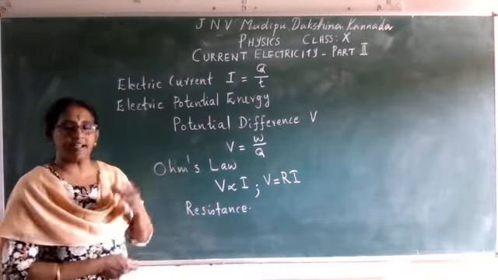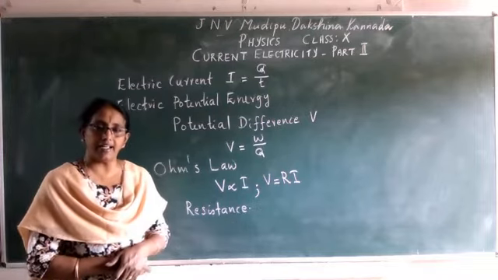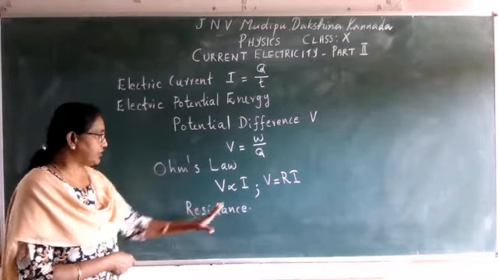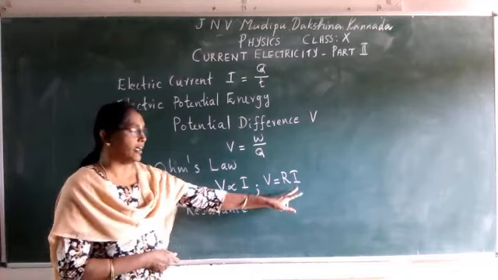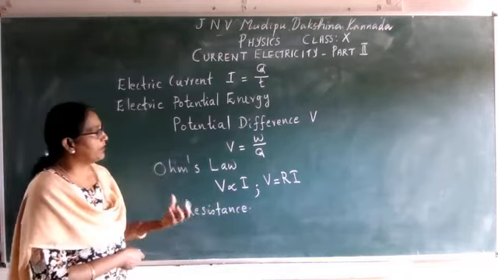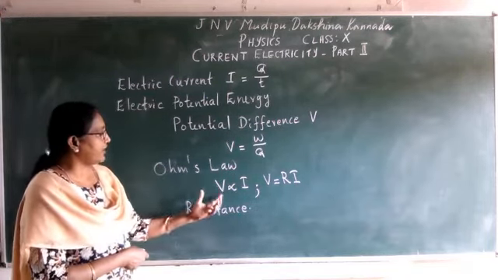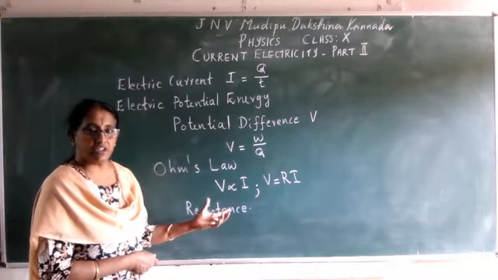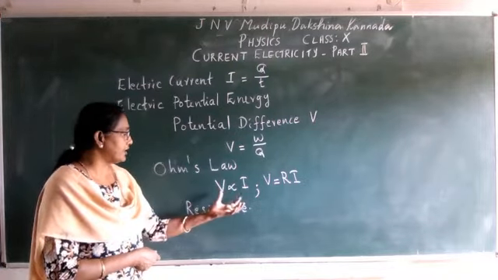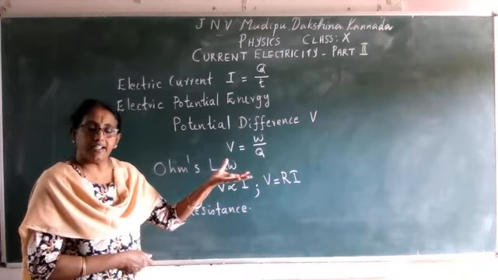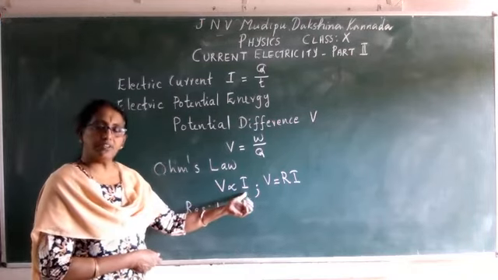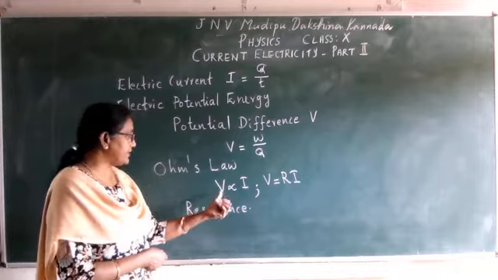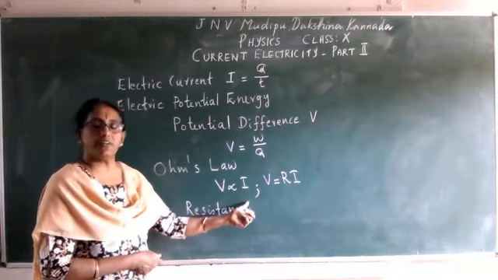Now, as I told you in the previous class, this relation V is equal to R I gives us valuable information: V is proportional to I. It means when you give a potential difference, if that potential difference is increasing, the current will also increase. If it is decreasing, the current will also decrease.